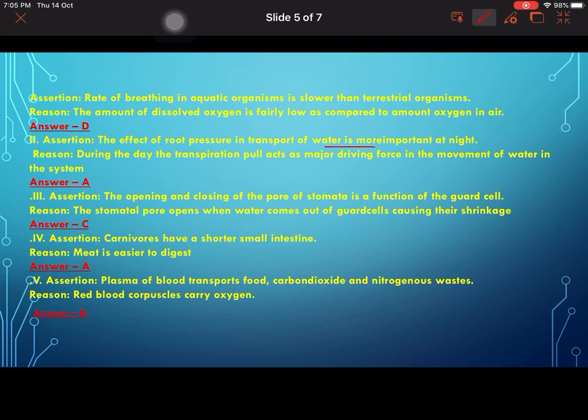Plasma of blood transports food, carbon dioxide and nitrogenous waste, and red blood corpuscles carry oxygen. So plasma transports food and nitrogenous waste, but carbon dioxide is carried with the help of RBC. RBC carry oxygen and also CO2, so answer D will be there.